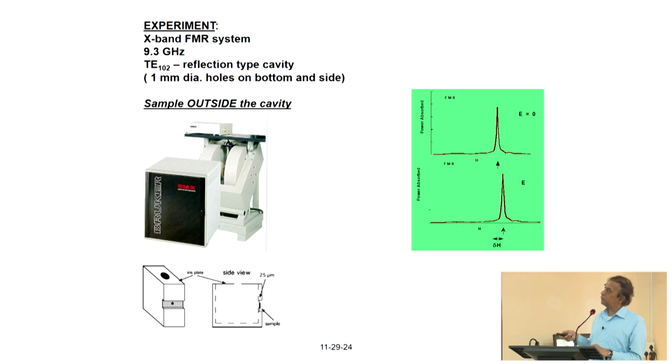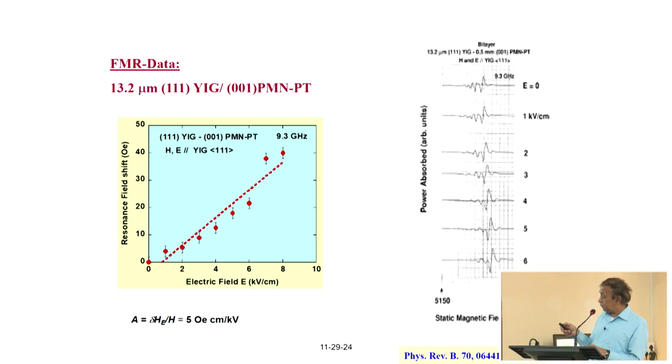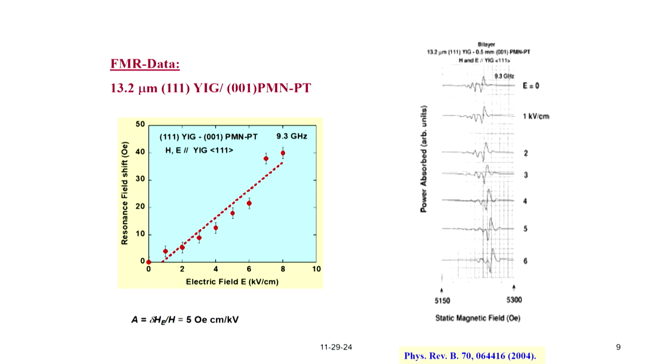So, this is the experiment where you look at the shift in the ferromagnetic resonance in an electric field and estimate the converse magnetoelectric coefficient. And this is one example that I showed earlier. It's on yttrium iron garnet, and these are the first derivative of the power absorbed by the film. And as you apply an electric field and increase its magnitude, there is a shift in the resonance to the right. And here this graph shows the plot of shift in the resonance versus electric field, and the slope is the converse magnetoelectric coefficient that comes out to 5 Oersted centimeter per kilovolt.